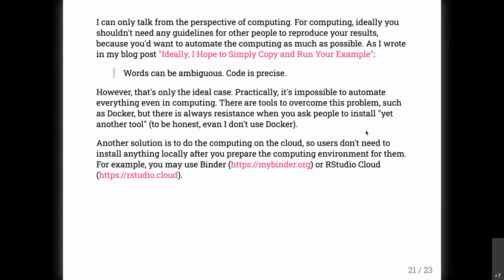Another solution to this computing problem is to do the computing on the clouds. For example, you can create an RStudio Cloud project, or create a GitHub repo and combine that with Binder. If you have not heard of Binder before, you can go to their website and check it out. So basically, this is the cloud computing infrastructure. The advantage is that people won't need to install anything locally, and they don't need a lot of instructions to install this, install that, and click this button or run that code. Everything is on cloud. You just automate everything on cloud and set up the necessary tools for them to reproduce your results.